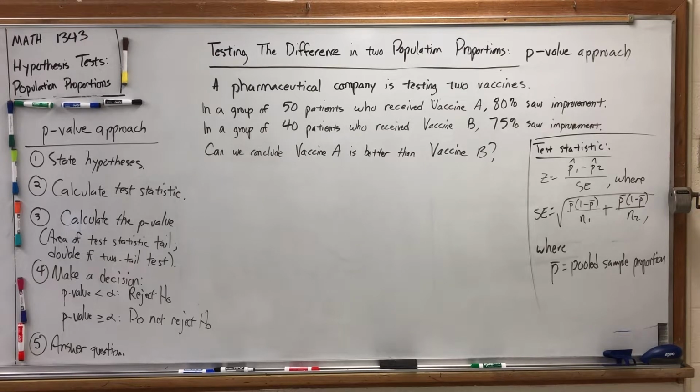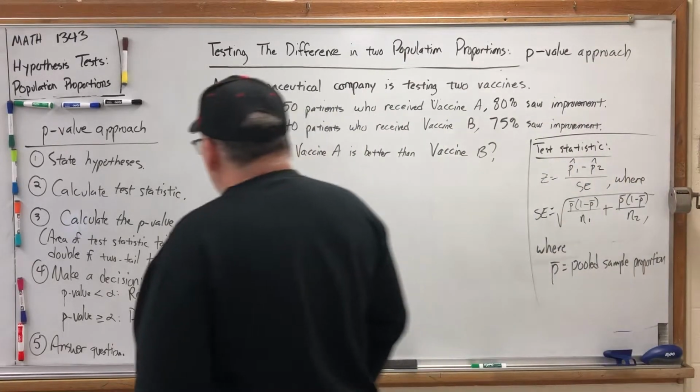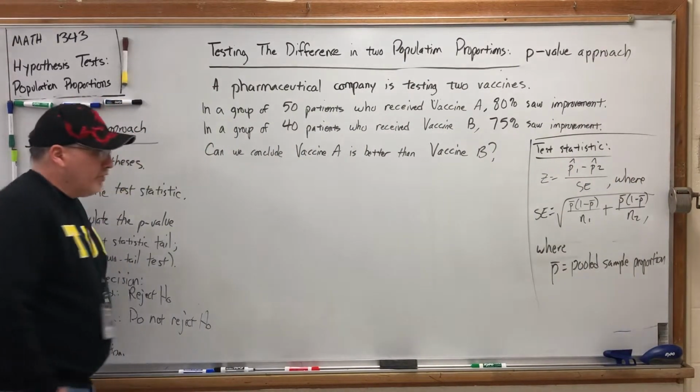Math 13-14, hypothesis test, population proportions. Testing the difference in two population proportions, the p-value approach. Before we jump into this example, I want to review the p-value approach steps and the formulas for the test statistic.